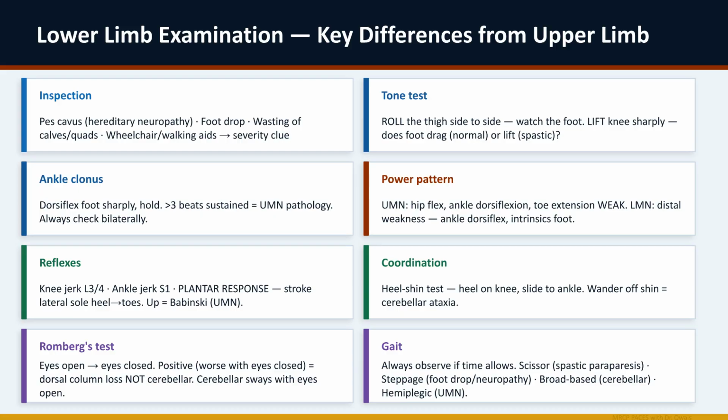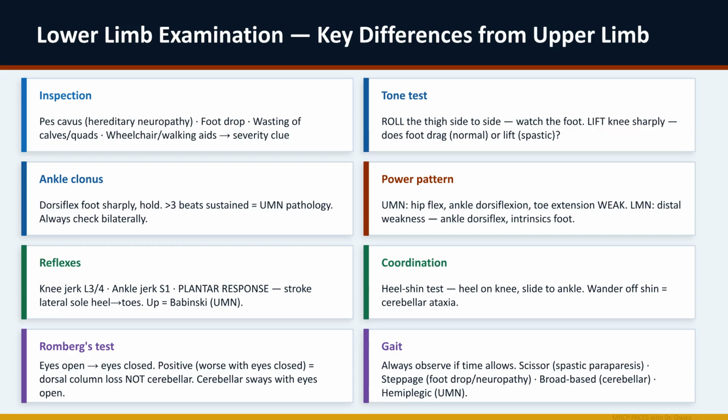Pes cavus, a high-arched foot, is an important sign. It suggests a hereditary peripheral neuropathy, most commonly Charcot-Marie-Tooth disease. If you see pes cavus, look at the patient's hands for similar wasting, and look for the classic inverted champagne bottle lower legs.